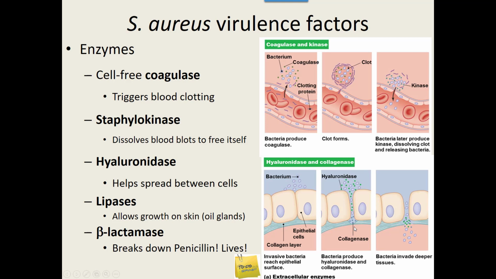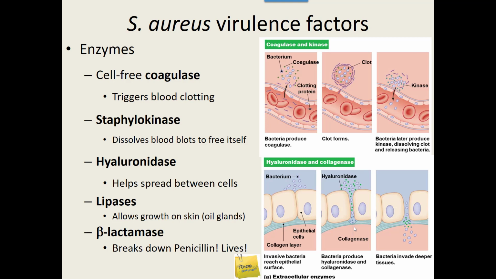It has an enzyme called lipase, which allows it to break down lipids and digest lipids, which allows it to easily grow on skin and in oil glands because it's a wonderful little food source right there. And it has an enzyme called beta-lactamase, which means this is an enzyme that breaks down antibiotics that are in the beta-lactam groups, penicillin being one of them.